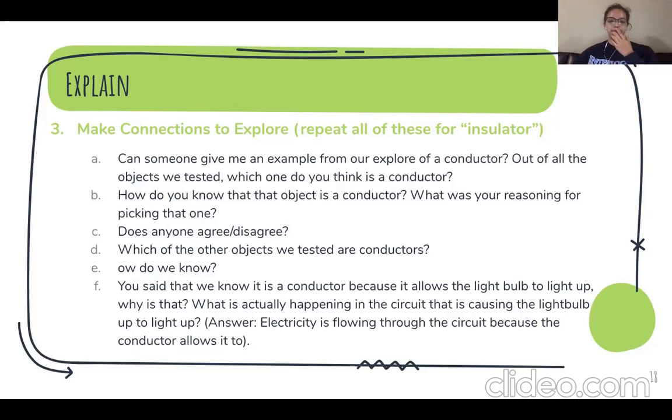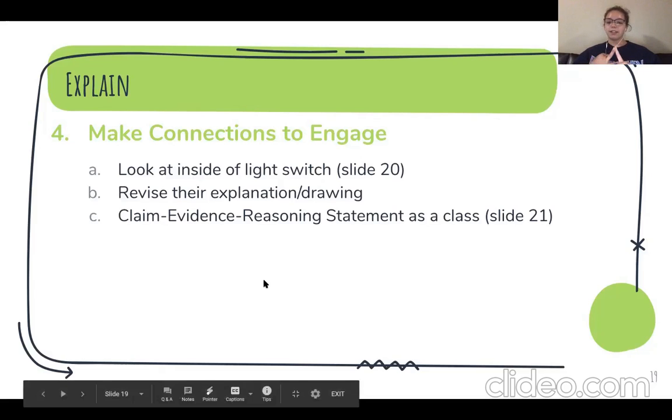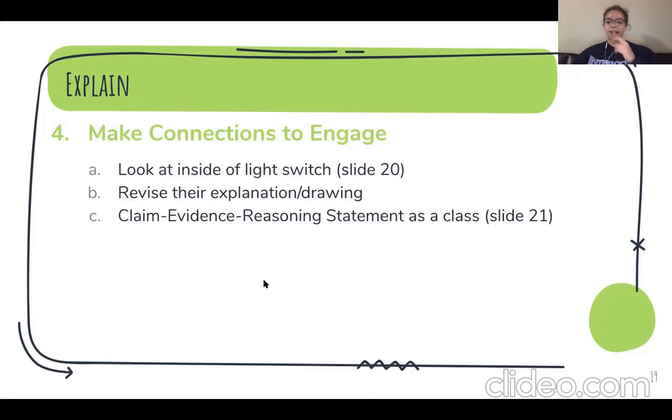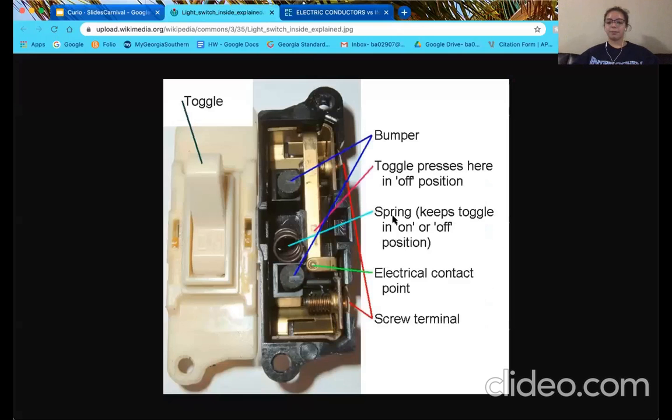So there's that. Then you want to go back and make connections to your Engage. So remember, the Engage was with a light switch. So we're going to look at the inside of a light switch. Students will revise their explanation or their drawing, and then we'll write a claim, evidence, reasoning statement as a class. So here is the inside of a light switch. And you can click on here to see the photo bigger. And these links are here as well, so you can show them in your class on the board.